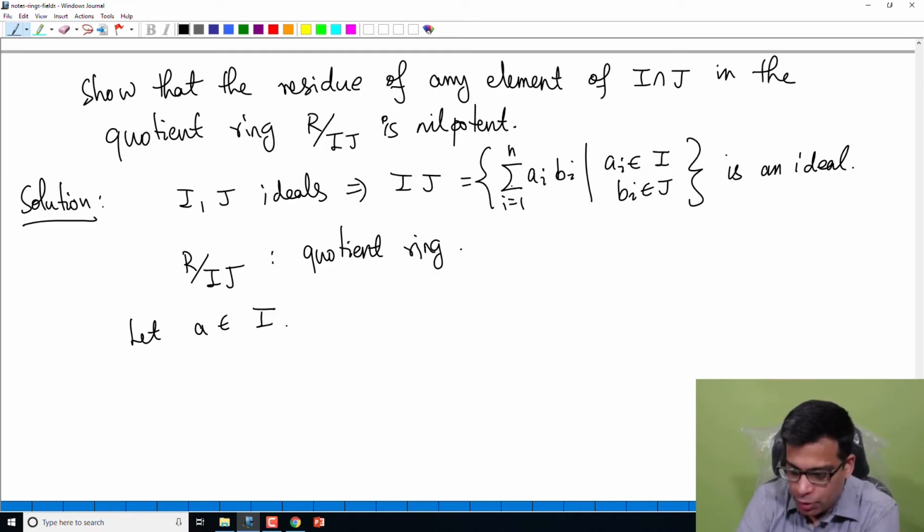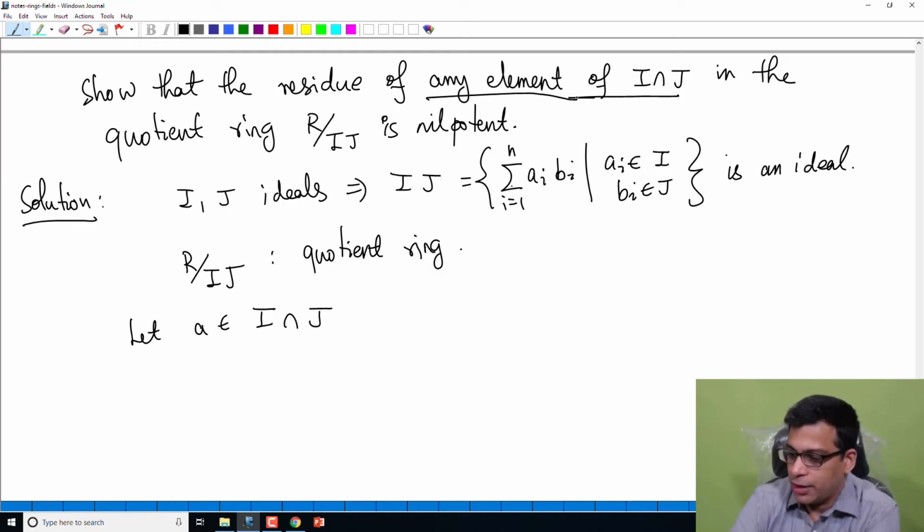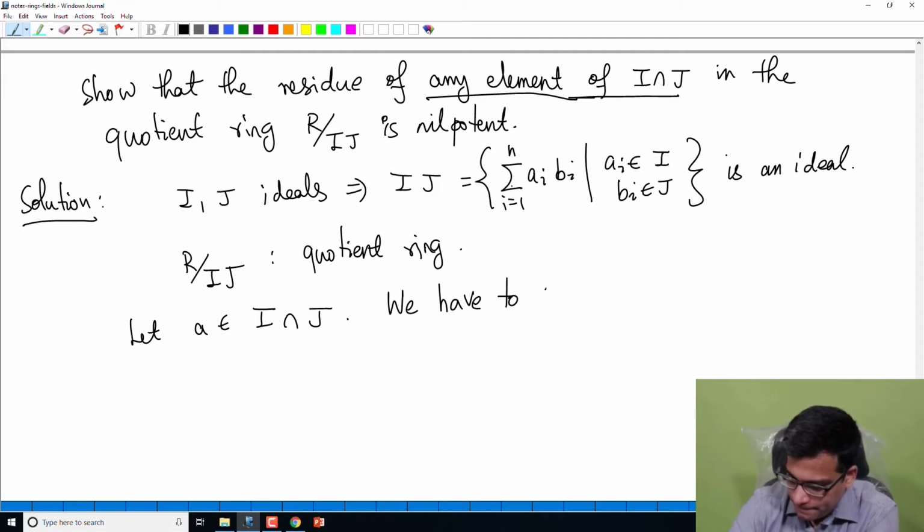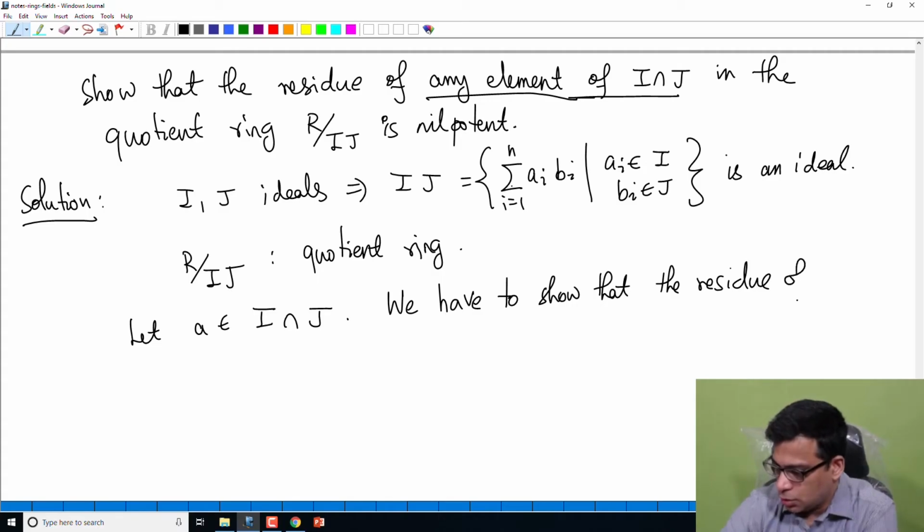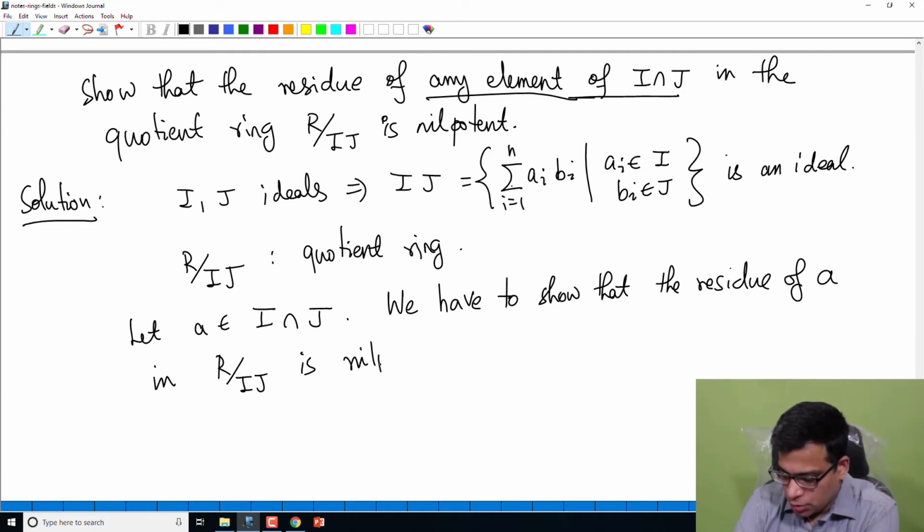Now the problem is saying that if we let A be an element of I intersection J, the residue of any element of I intersection J, in other words, A is in both I and J, we have to show that the residue of A in R mod IJ is nilpotent.